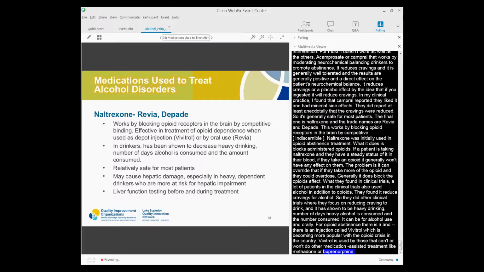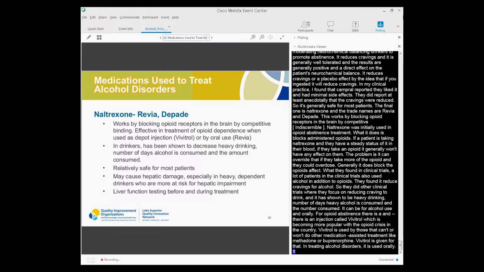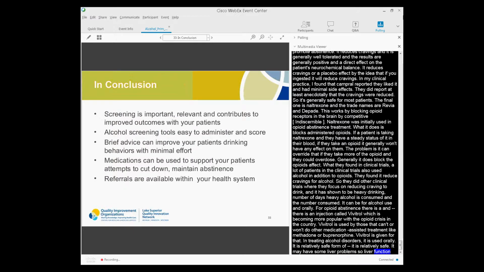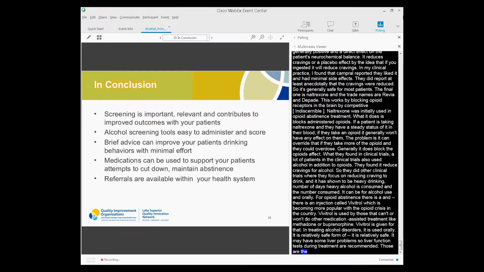It is relatively safe for most patients. It can cause some liver damage in some patients, especially in those with heavy drinking histories, longer drinking histories. They may also have some liver problems due to their drinking. So generally, liver function tests before and during treatment are recommended. So those are the three major medications used for treatment of patients with alcohol use disorder.